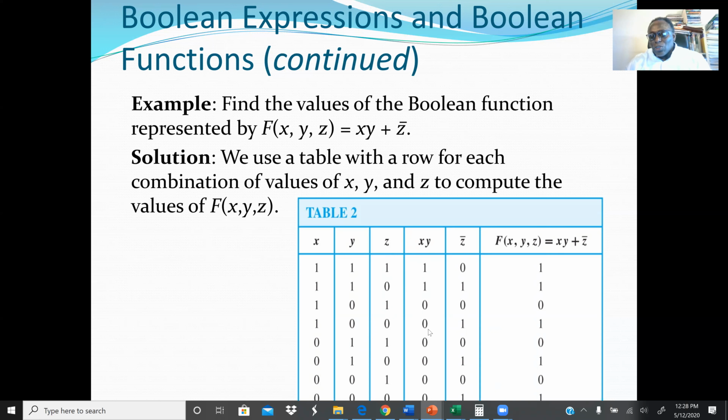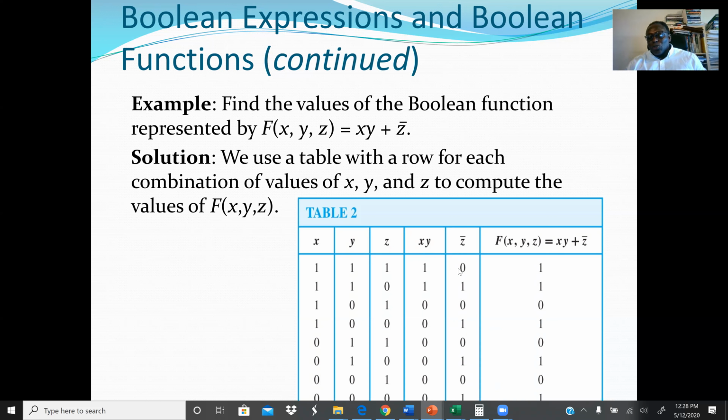When z is 0, z invert is 1. When z is 1, z invert is 0. When z is 0, z invert is 1. When z is 1, z invert is 0. And the last one, when z is 0, z invert again is 1. So now I know the x, y, and z inverse, so I'll add the two together.